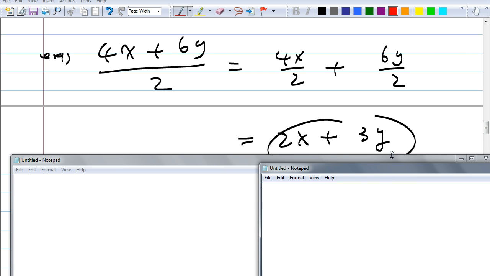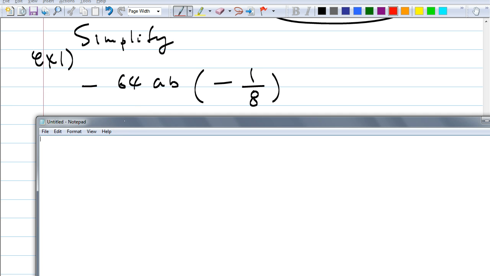Then let's look at the next example. Now, next example, it says simplify negative 64ab times negative 1 over 8. Okay, so this is our next one. Royce, any question? You guys good? Okay, so write this down. And how would you simplify this?